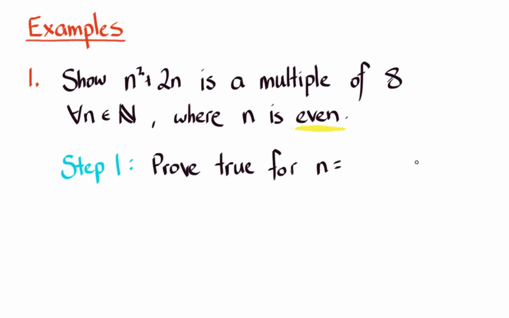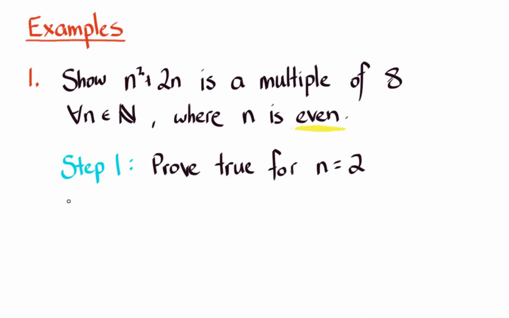Prove true for n equals, well, n equals what? Normally we'd do n equals 1, right? But n must be even. So our first natural number that is even is 2. So that's where we need to start in this case. Prove true for n equals 2. So let's go ahead and do that.